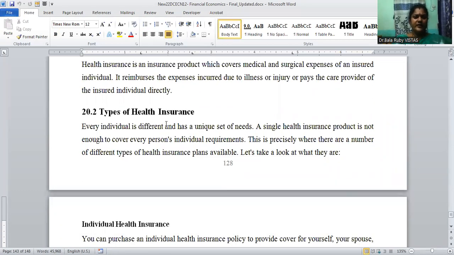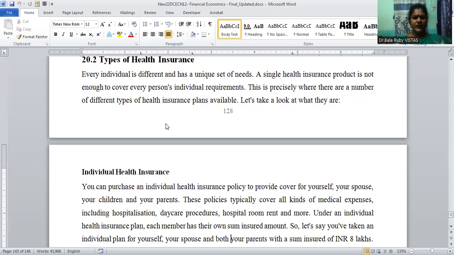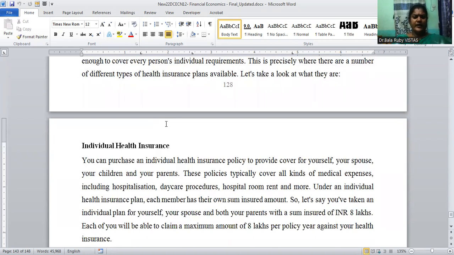Actually, every individual is different and has a unique set of needs. A single health insurance product is not enough to cover every person's individual requirements. It is precisely here that a number of different types of health insurance plans are available. So first, individual health insurance.